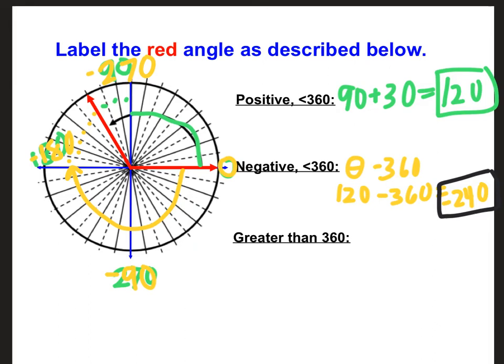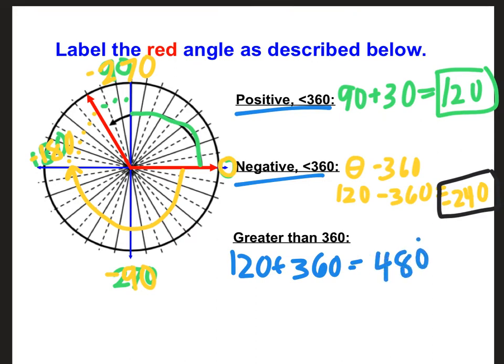My last part, if I want to have an angle greater than 360, I'm going to take either my positive or my negative answer and add 360 to it until I get a number bigger than 360. So let's take the positive one. I'm going to do 120 plus 360. When I do 120 plus 360, I get 480 as my final answer. Now, you kind of have more than one answer for this one, because I could add 360 to 480 and get a bigger number and a bigger number. It doesn't really matter how many times you add it, as long as your number is bigger than 360. I would stop as soon as my number is bigger than 360, because that means I don't have to do a lot of work.